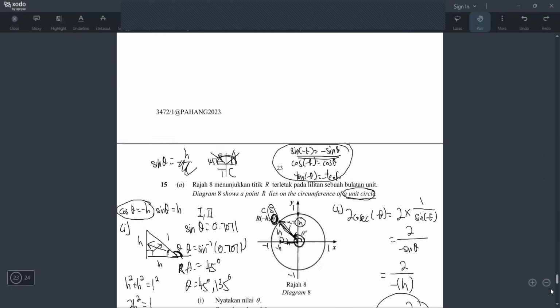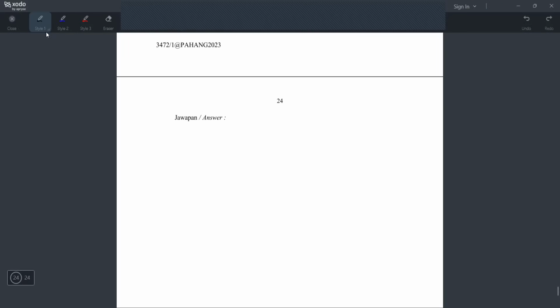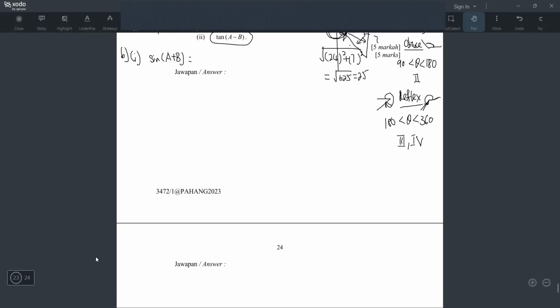Okay, let's go. So we have the tangent A plus minus B formula, right? Okay, where should I write it? Okay, let's write it here. So we have tangent A plus minus B is equal to tangent A plus minus tangent B over 1 minus plus tangent A tangent B. This is the addition angle formula for tangent, right? For tangent. The next one, the next one is what? The next one is for sine.